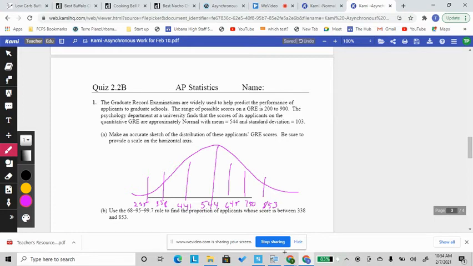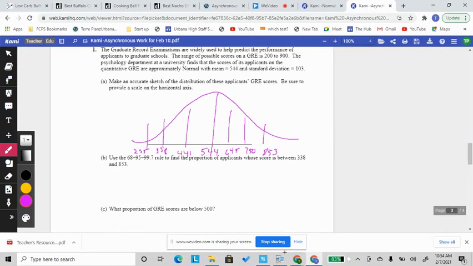All right, here we go. We want between 338 and 853. It's 647. That's not a 5. Sorry about that, that's 7. Alrighty, so we just went between 338 and 853.